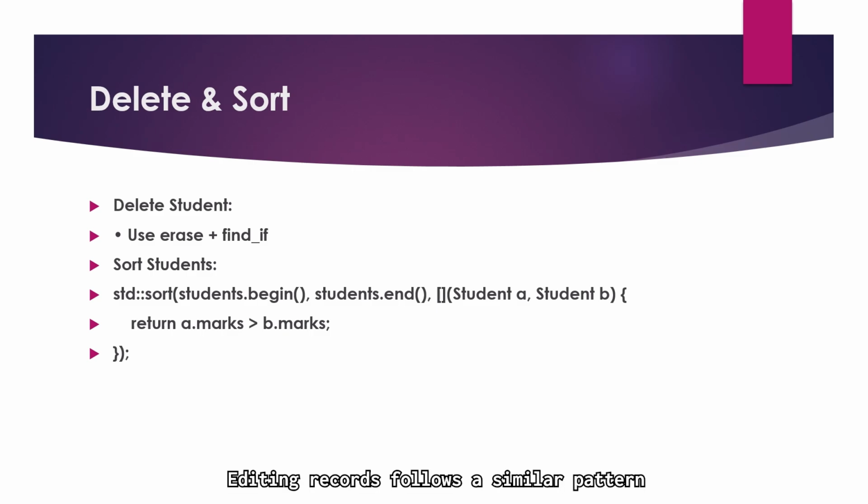Deleting records follows a similar pattern to searching. Use std::find_if to locate the student, then remove them using the erase function. Make sure to handle edge cases like if the student isn't found. Sorting adds a slightly more advanced twist. With std::sort and a custom comparator lambda, you can sort students based on marks or names. It's a powerful example of how STL and custom logic work together for real life use cases.